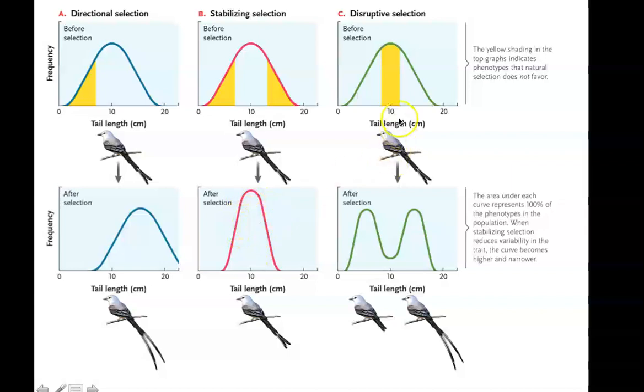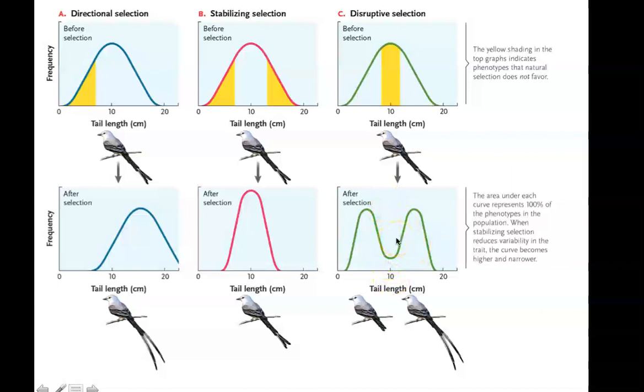In disruptive selection, it's the opposite of stabilizing selection. Here, maybe some females like shorter tails and other females like longer tails, but having an average tail isn't as attractive. So here, natural selection selects against the individuals that have a tail that's clustered around the mean. And so what's going to happen is your population is going to split into two. You're going to get individuals that have shorter tails and individuals that have longer tails, but you're going to have fewer individuals that are at the mean.